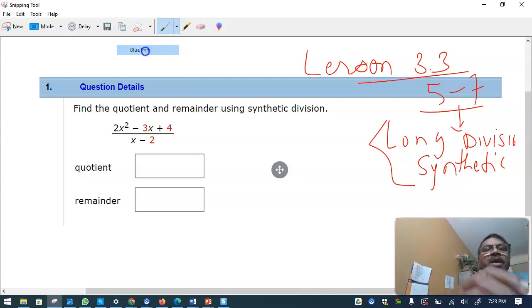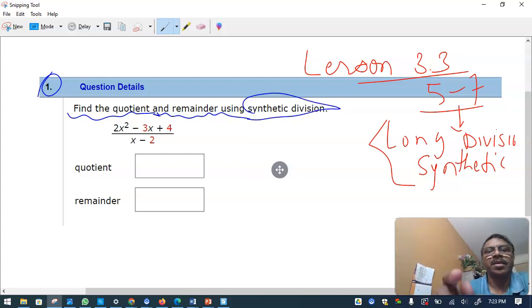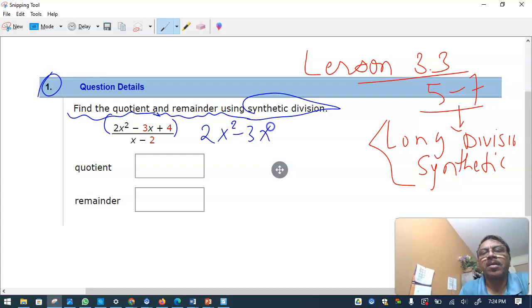Like the question asked. Find the quotient. This is the very first question, a practice problem. Let's do one problem on this. Find the quotient and the remainder using synthetic division. Now, what is synthetic division? You can see the polynomial in the numerator, 2x squared minus 3x plus 4, and this polynomial is divided by the denominator, the binomial x minus 2.